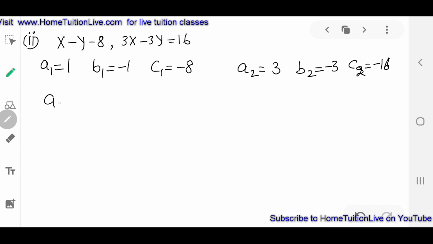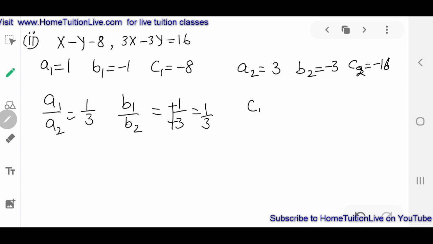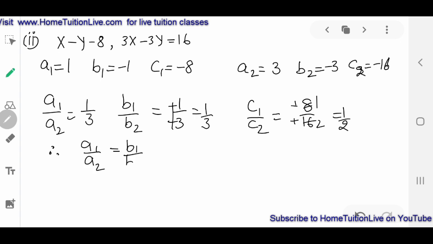Now, a1 by a2 is equal to 1 by 3, b1 by b2 is equal to minus 1 by minus 3, that is 1 by 3, c1 by c2 is 8 by 16, that is 1 by 2. Therefore a1 by a2 equals b1 by b2 but not equal to c1 by c2.